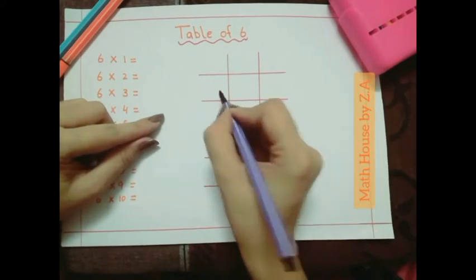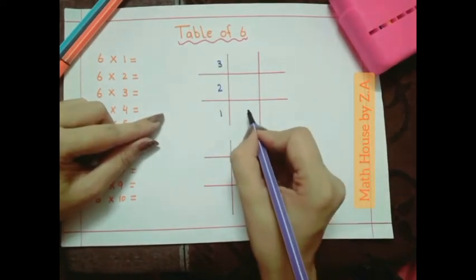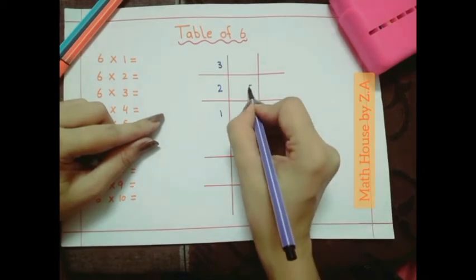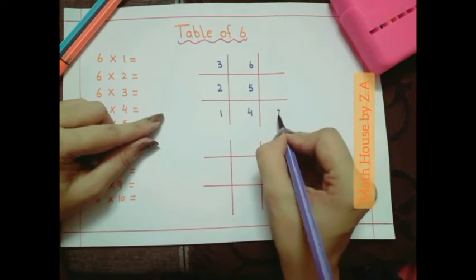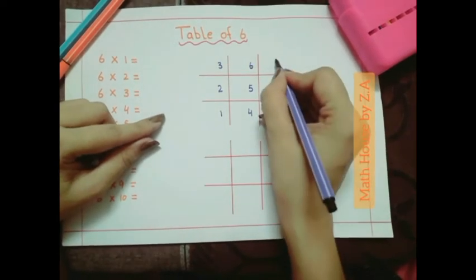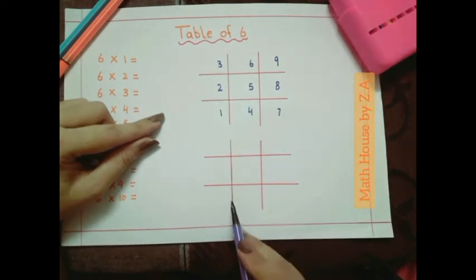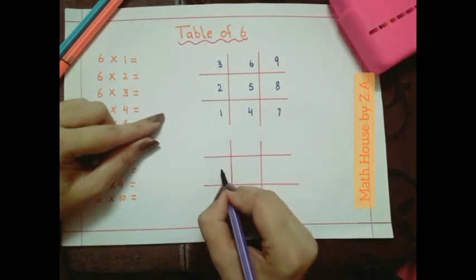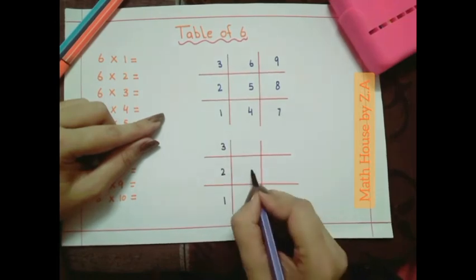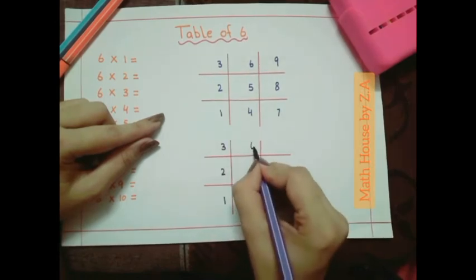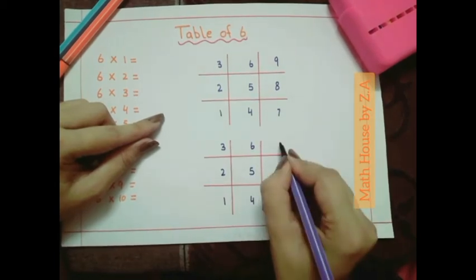Like this: 1, 2, 3, 4, 5, 6, and then 7, 8 and 9. Now repeat the same numbers and pattern in the second grid. Write 1, 2, 3, 4, 5, 6, then 7, 8 and 9.